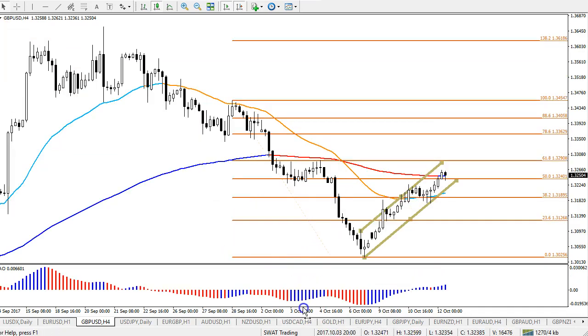What is important, though, is this sideways zone right here, because there was momentum before that, and there was strong momentum after that. So that zone is strong resistance. Even though price broke above this resistance, it is still in a heavy resistance zone due to these fibs and due to this zone.